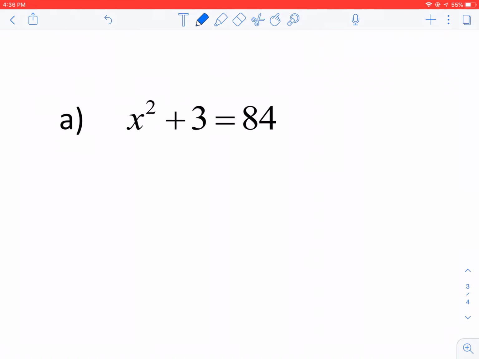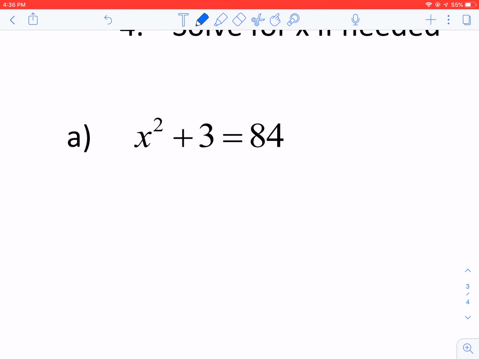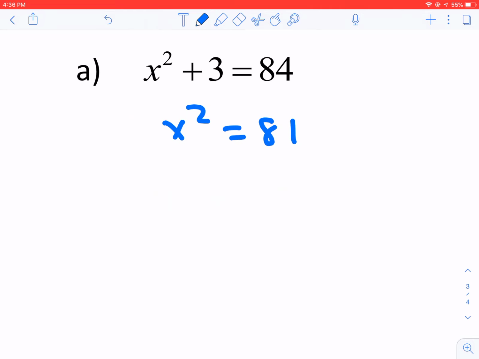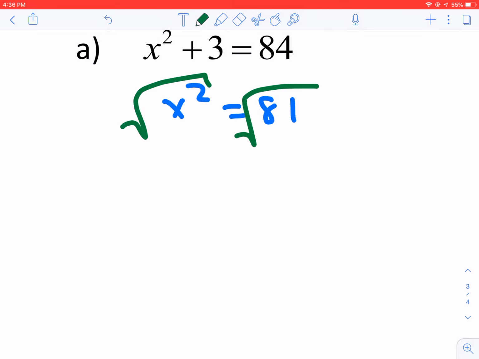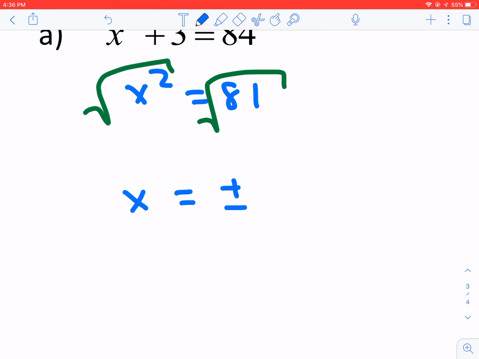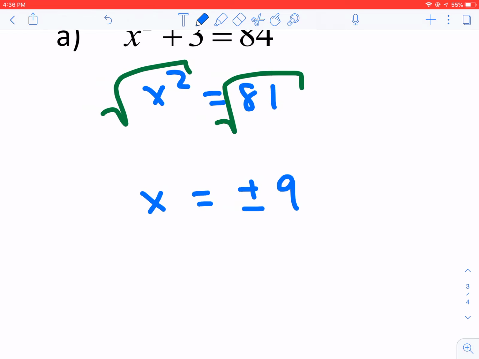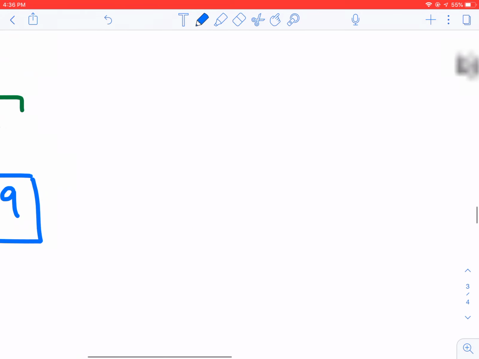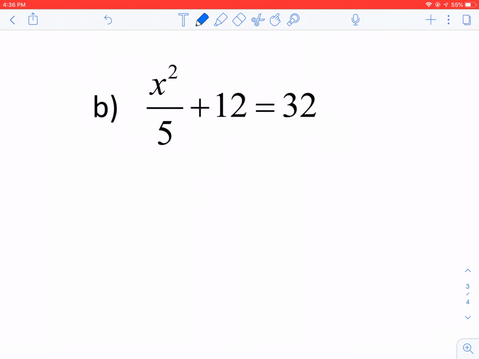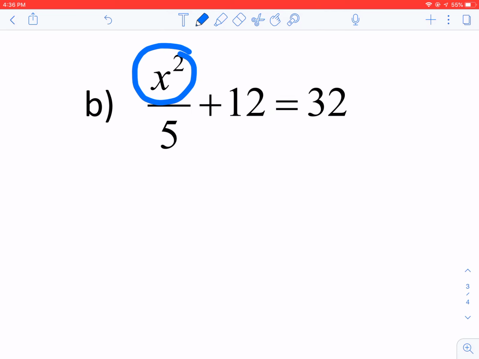Letter A, we're trying to get the x squared term by itself, the something squared. So we're trying to get this by itself. We're going to minus 3 on both sides, get x squared equals 81. When we square root both sides, the square root of x squared is x equals, don't forget the plus or minus, the square root of 81 is 9. And that's it.